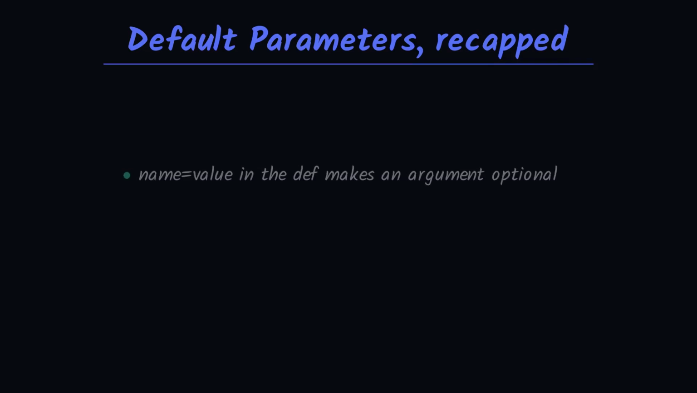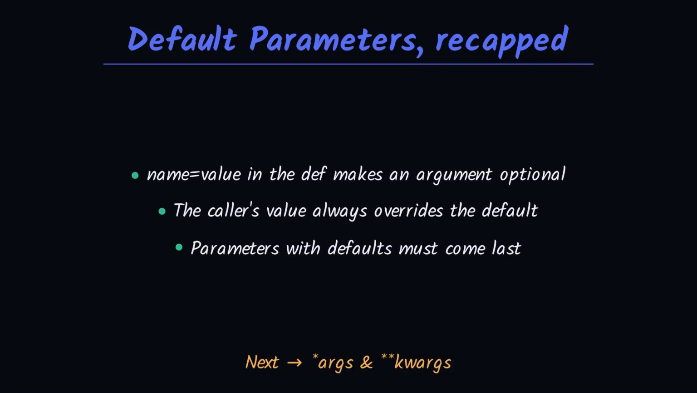So, a default value, written with equals in the definition, makes a parameter optional. Skip it, and the fallback kicks in. Provide it, and your value wins. Just remember the one rule. Optional parameters have to come after the required ones. Defaults are how you make a function simple to call for the common case, without giving up flexibility.